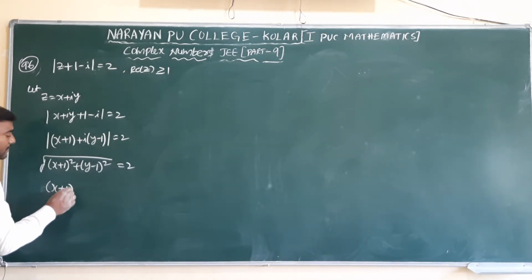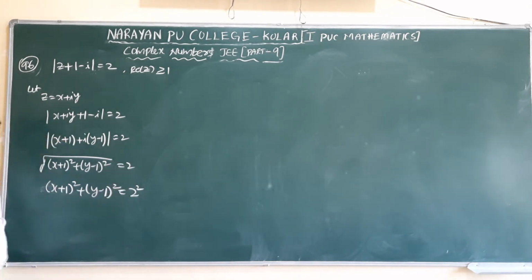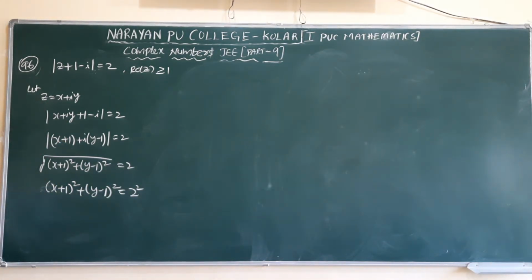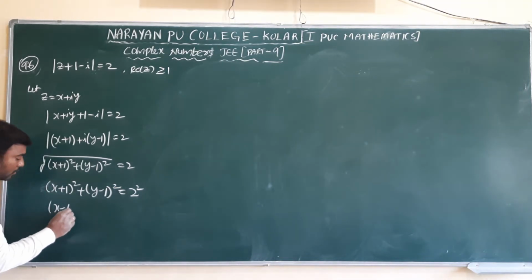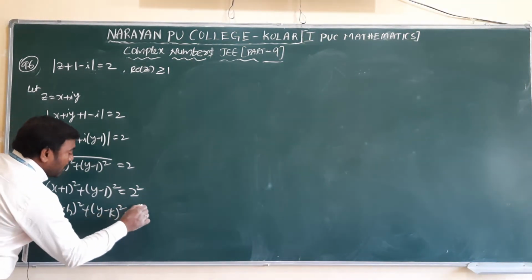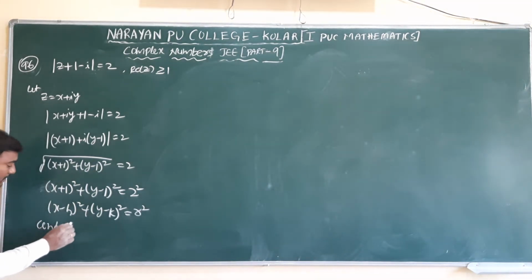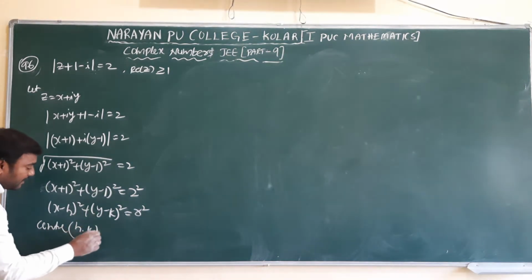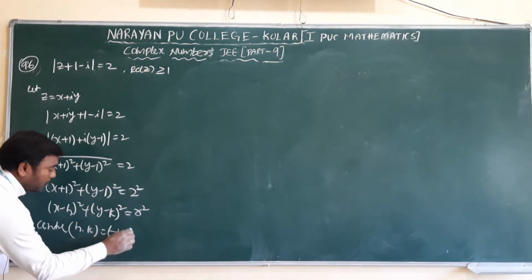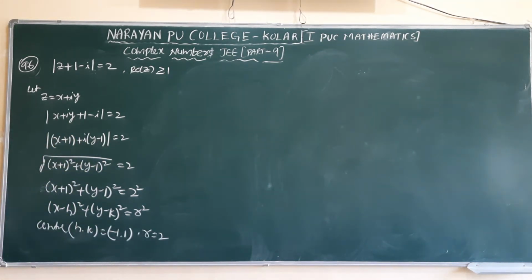(x + 1)² + (y − 1)² = 2². So it is a general equation of the circle. It is in the form (x − h)² + (y − k)² = r², where the center is (h, k), here (−1, 1), and the radius r is equal to 2. But it is clearly given that the real part of z is greater than or equal to 1.